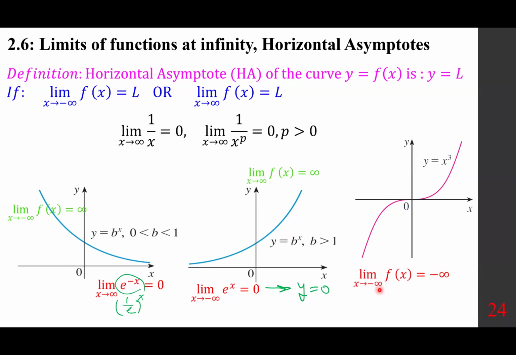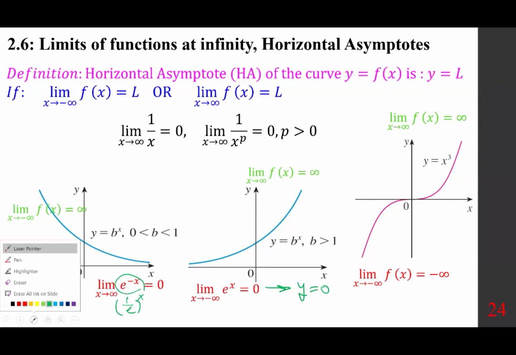Everybody is familiar with the graph of y equals x squared. The limit of f of x as x approaches minus infinity is minus infinity. That means the third quadrant. And the limit of f of x as x approaches infinity is infinity. This is known as the end behavior of the function. I hope you remember that. This was known as the end behavior.